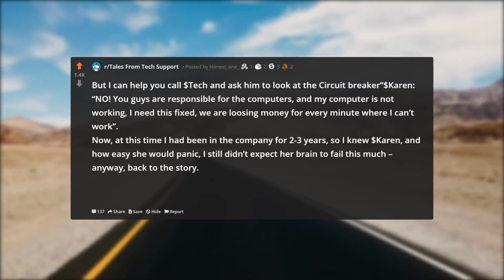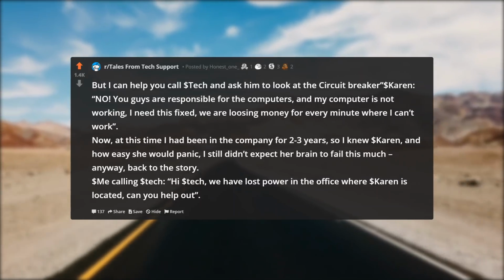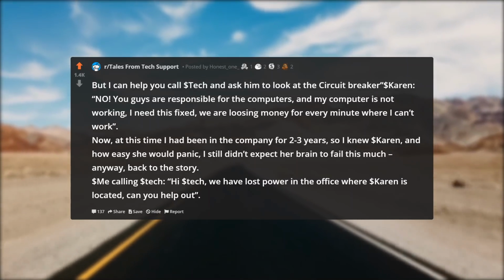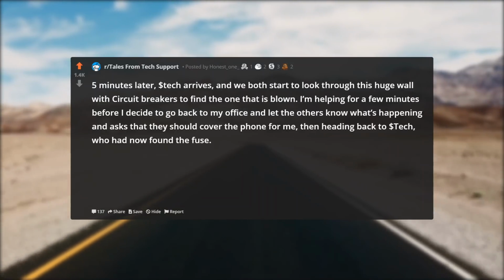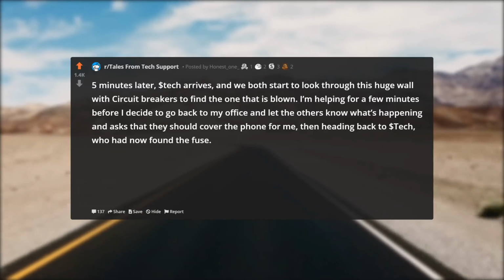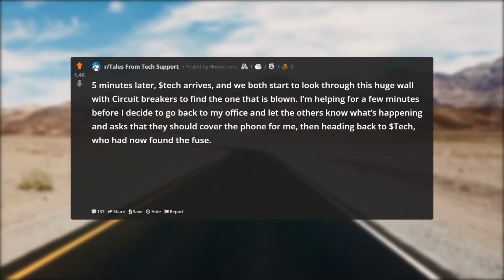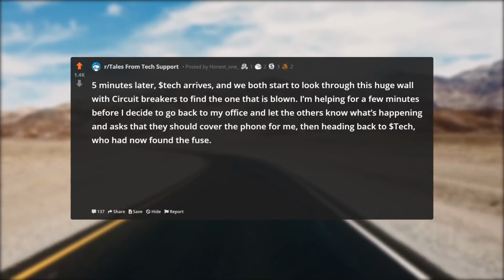Back to the story. Me, calling Tech: Hi Tech, we have lost power in the office where Karen is located, can you help out? 5 minutes later, Tech arrives, and we both start to look through this huge wall with circuit breakers to find the one that is blown.